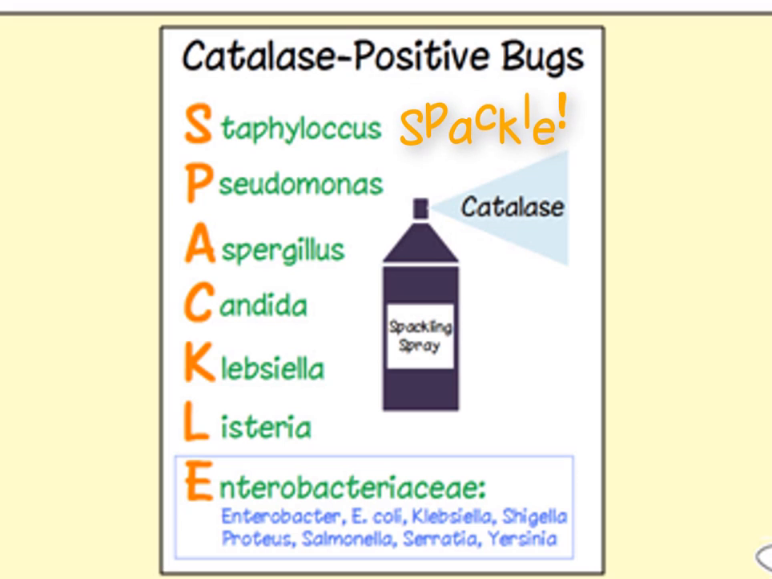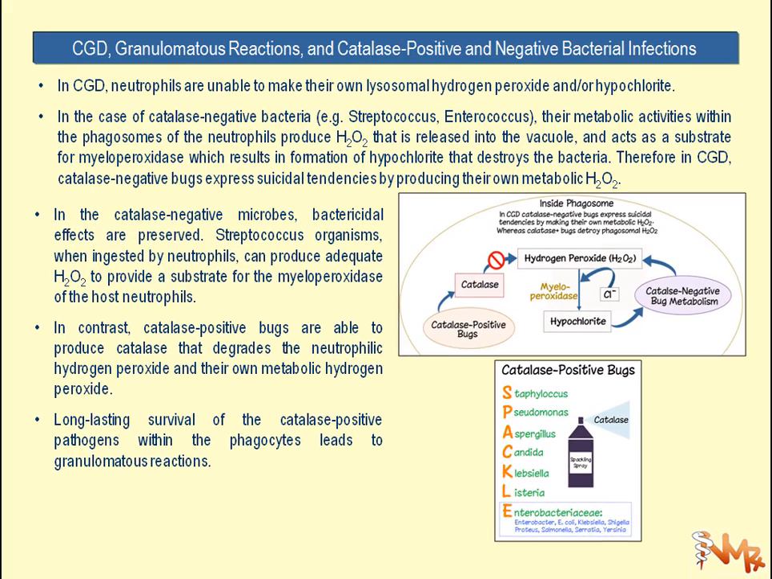If you are interested to know the short list of must-know catalase positive bugs, my mnemonic for you is SPACKLE. Spackle is sort of a coating that we put on the walls before we paint on them, and in this mnemonic you spray essentially this spackle on the bugs, and you will allow the catalase to destroy their hydrogen peroxide. So SPACKLE for Staphylococcus, Pseudomonas, Aspergillus, Candida, Klebsiella, Listeria, and the entire family of the Enterobacteriaceae, such as E. coli and Shigella.